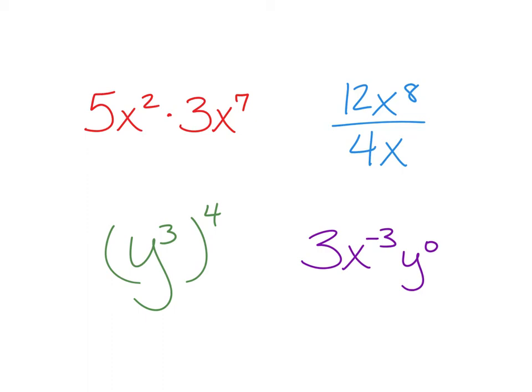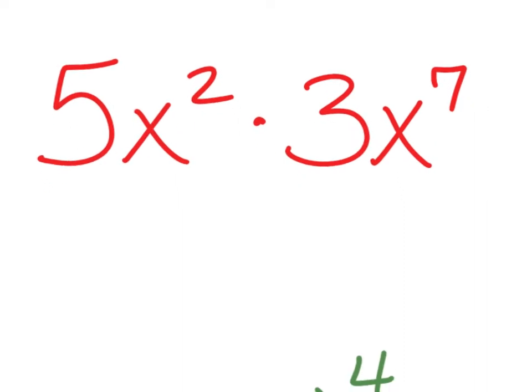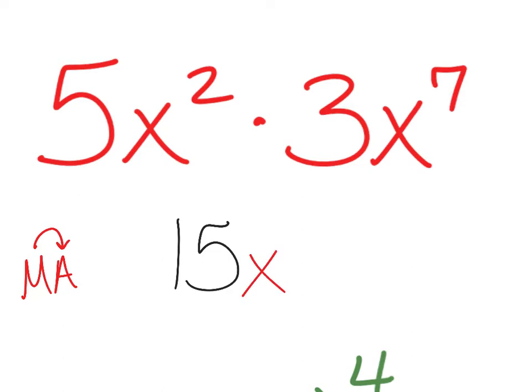To start off our review, let's look at the red problem. What kind of problem is this one? Am I adding, subtracting, multiplying, or dividing? Multiplying. Now, what was the rule when I'm multiplying bases? Add the exponents, but I treat the big numbers like I've always treated big numbers. So I'm still going to multiply 5 times 3. What's 5 times 3? 15. And then what am I going to do with the small numbers, with the exponents? Add them together. So 2 plus 7 is 9.